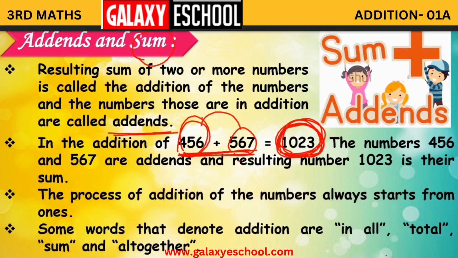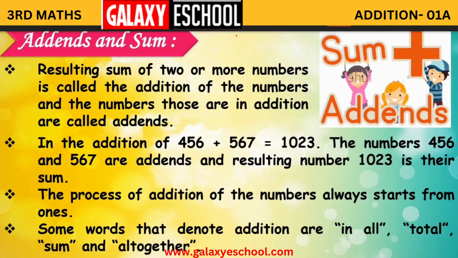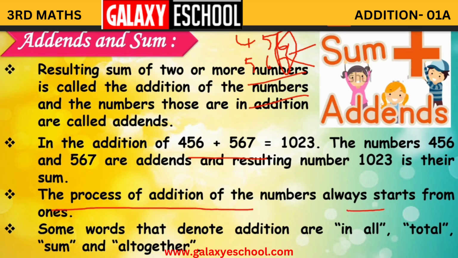The process of addition of numbers always starts from the ones. Suppose I have two numbers here, 456 and 567. How will we start adding, children? From which side? From the right side, which is nothing but the ones place, right? So this is what they are saying. The process of addition always starts from ones.